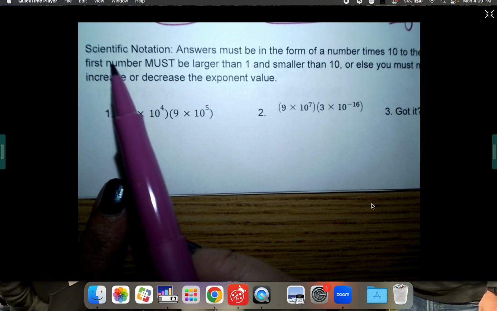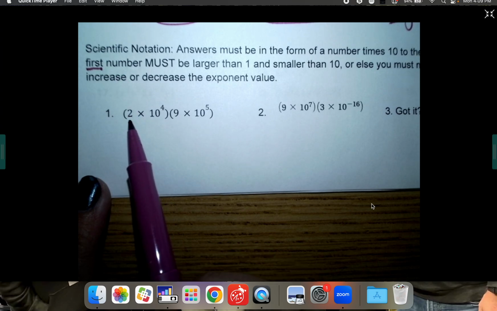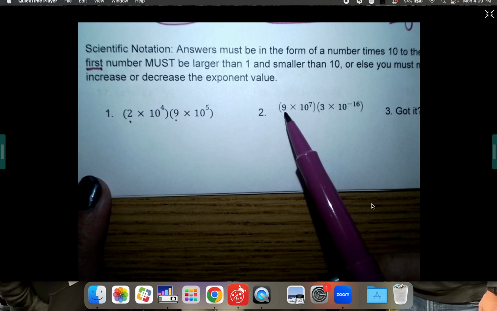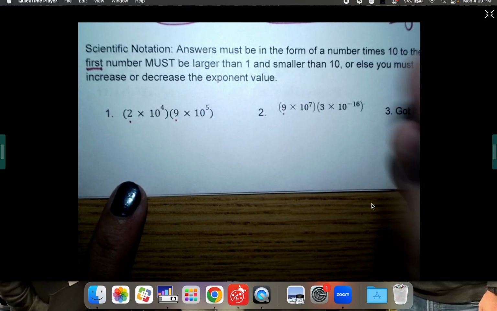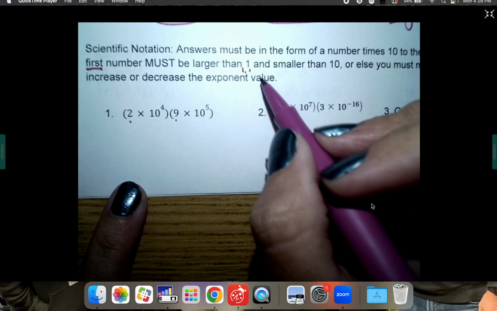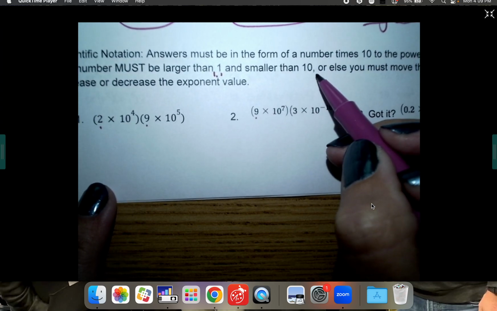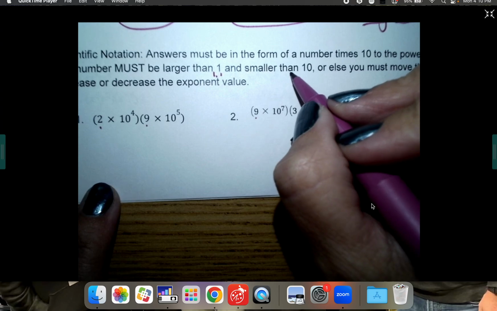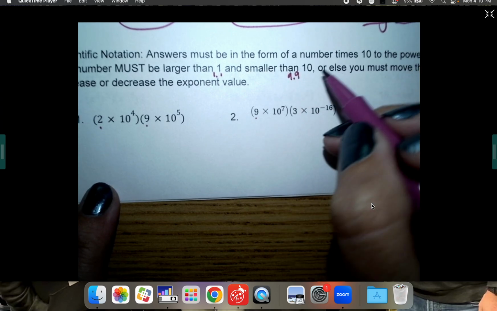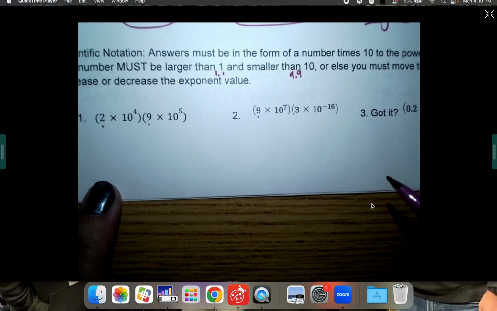Okay, here's what's important. The first number, that would be this one, that would be this one, that would be this one. That first number has to be bigger than 1. Even if it's 1.1, that's fine. It has to be bigger than 1, and it has to be smaller than 10. So if you reach a 9.9, that's okay. But if it's a 10 point something, it's too big.